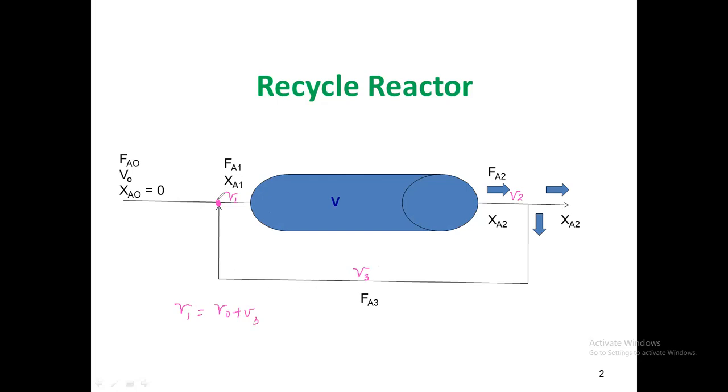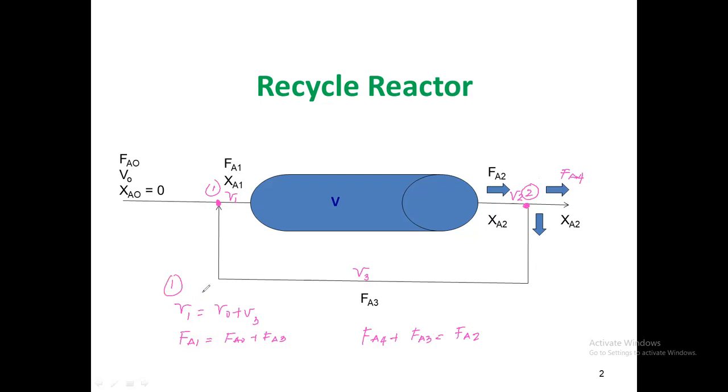If you do your summing junction here, your FA1 will be your FA0 plus FA3. If you have here FA4, then FA4 plus FA3 is equal to FA2. So this is from 1, these 2.